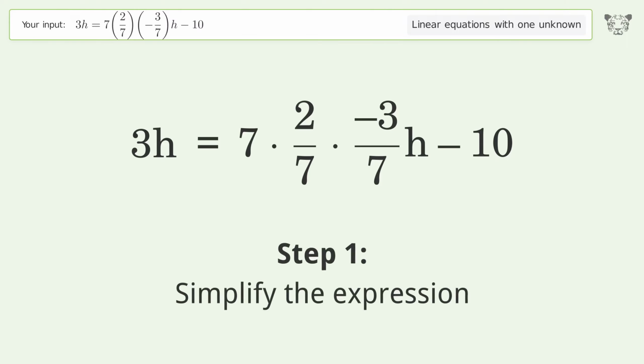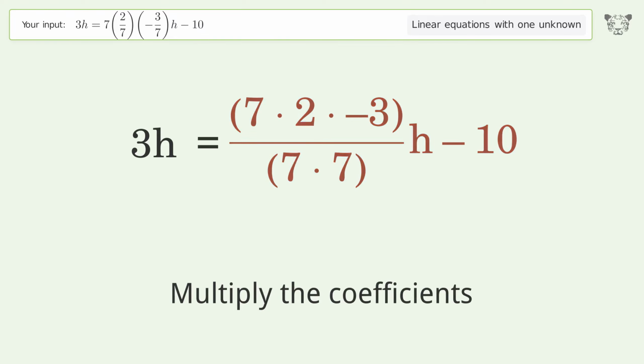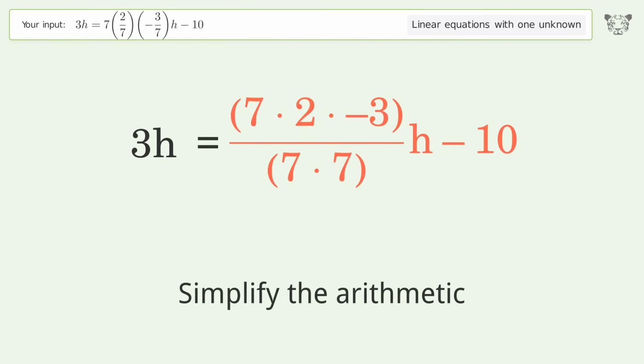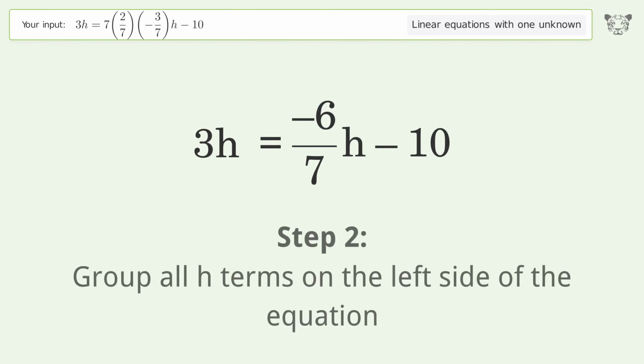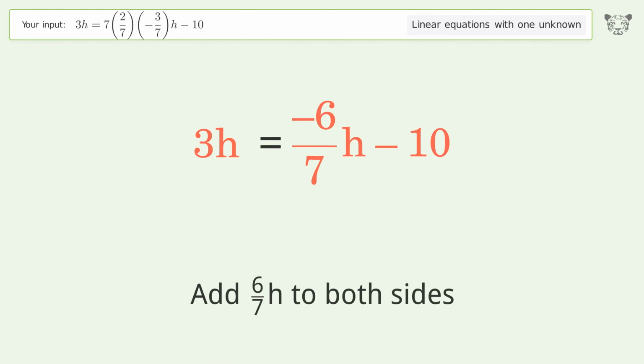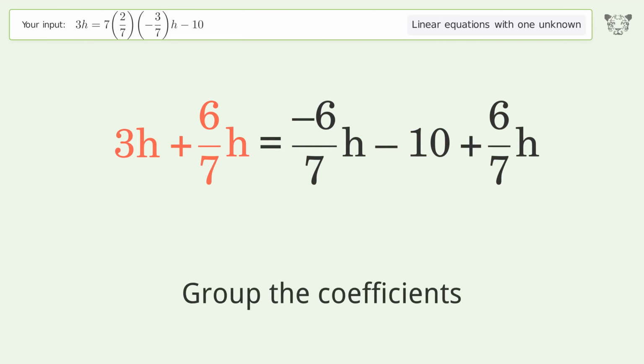Simplify the expression. Multiply the coefficients. Simplify the arithmetic. Group all h terms on the left side of the equation. Add 6/7h to both sides. Group the coefficients.